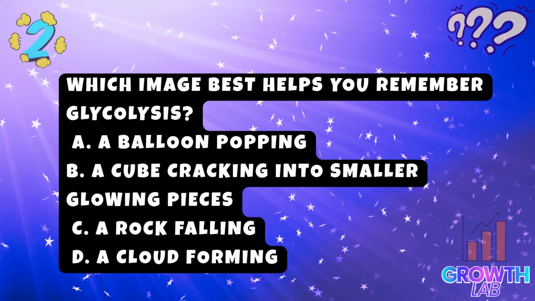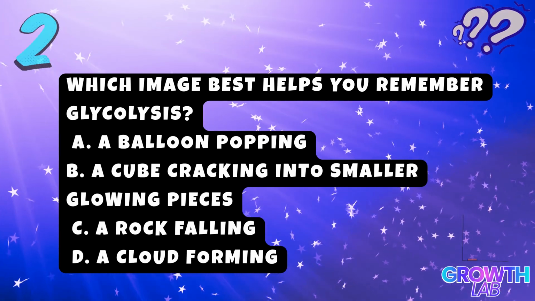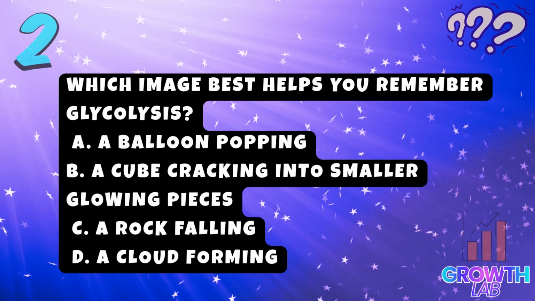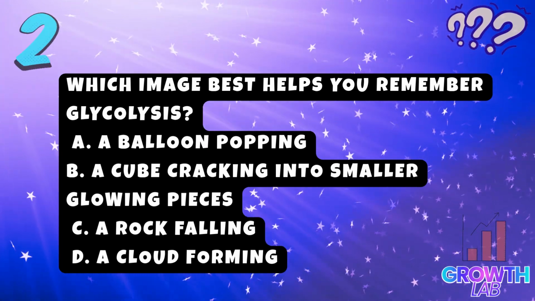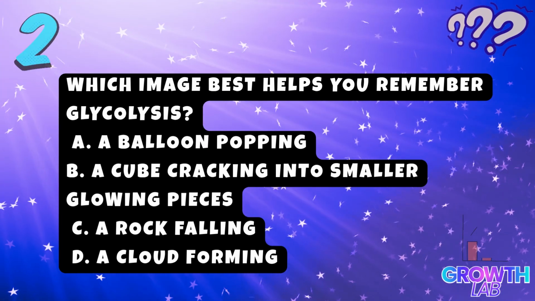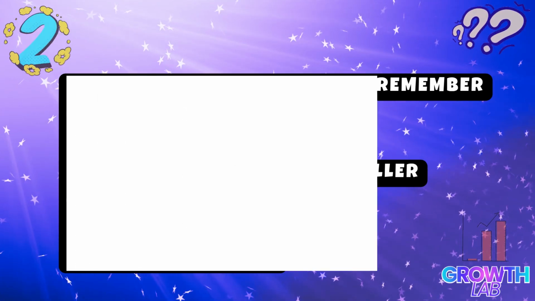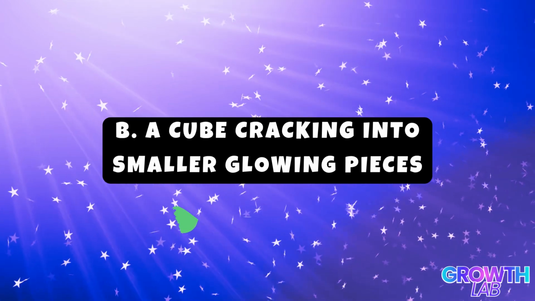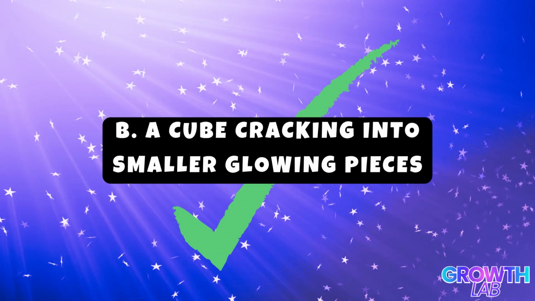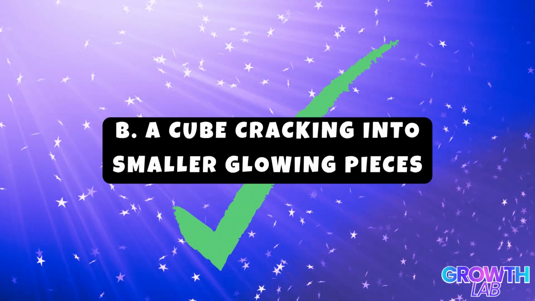Question 2. Which image best helps you remember glycolysis? Answer options are: Option A, balloon popping. Option B, a cube cracking into smaller glowing pieces. Option C, a rock falling. Option D, a cloud forming. Correct option is option B. A cube cracking into smaller glowing pieces. This image helps visualize glucose breaking apart.